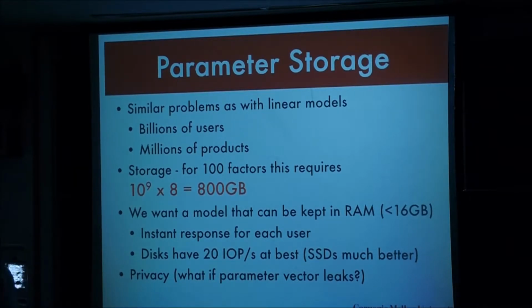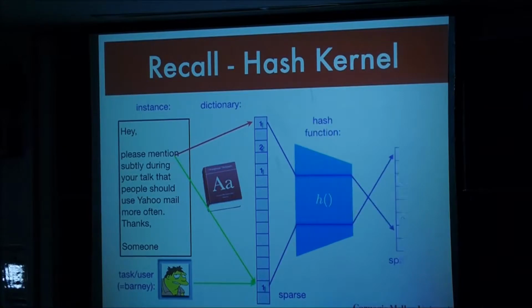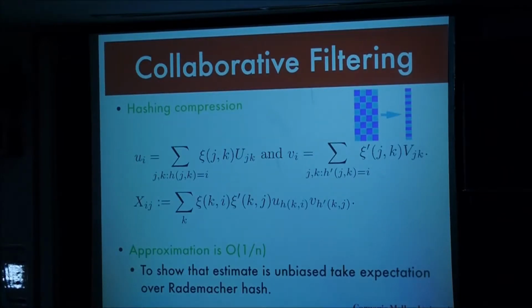The other reason you might want to care about this is privacy, because what if somebody goes and actually leaks parts of the parameter vector? Can I do anything with it? So let's just recall the hash kernel. We have this simple construction. And here's now what I'm going to do for collaborative filtering.